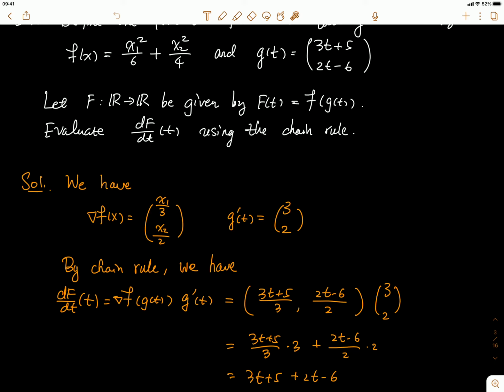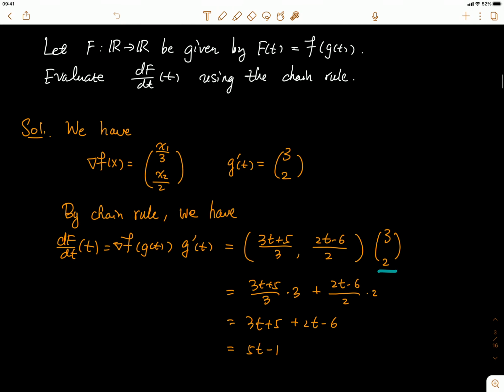So we plug them in, this is our x1 over 3, and this is our x2 over 2. Then we multiply this vector, with a transpose here, with the g prime of t vector, which is (3, 2). The inner product of the two gives us this result.